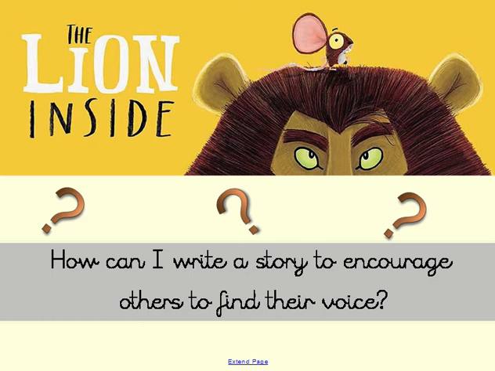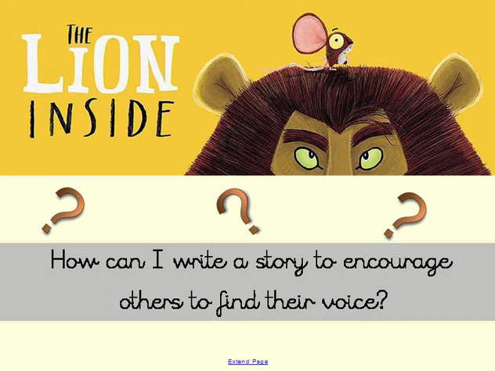Well done on all your fantastic sentences you wrote for me yesterday using adjectives to describe the setting. Here's our learning journey question. How can I write a story to encourage others to find their voice? And we want to help Monty to find his voice so that he can speak out.